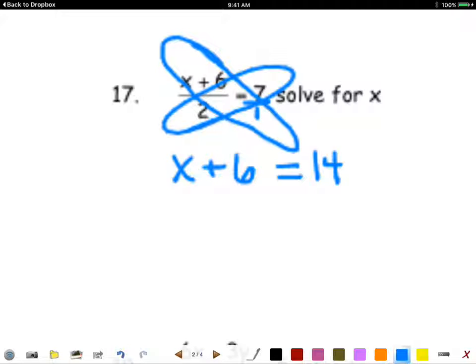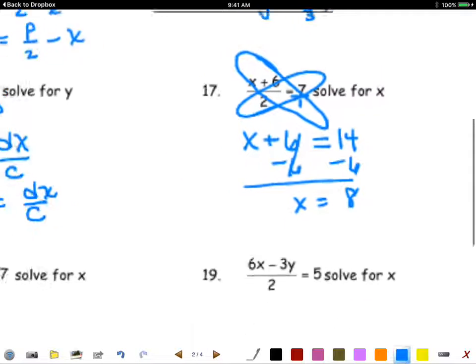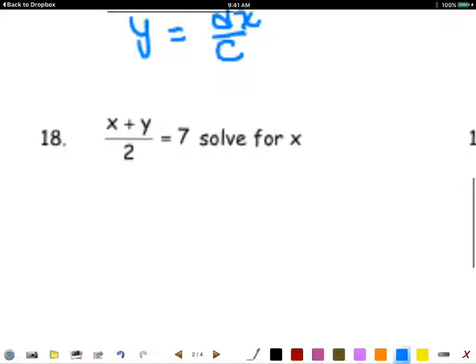Now this is super easy to solve for x. So we took something very ugly and very complicated looking, and we just made it a one-step equation, right? Yes, sir. Minus 6, so x equals 8. Okay, not bad at all, right? You can handle that. Okay, let's do the same thing on 18.